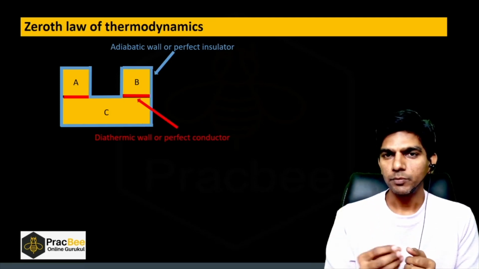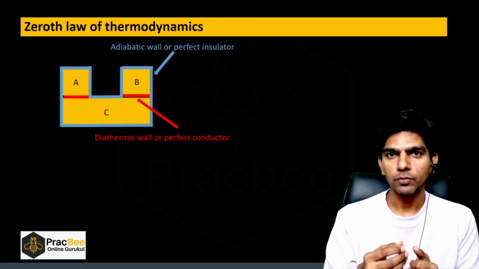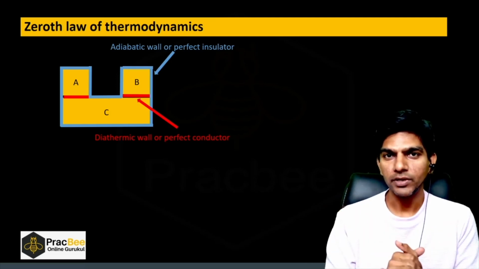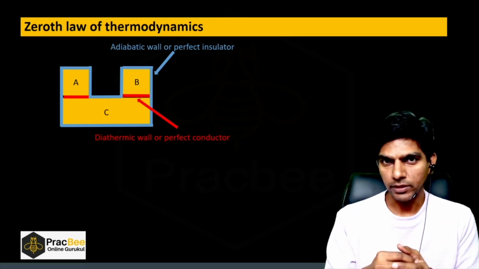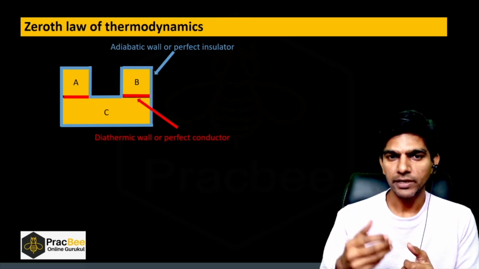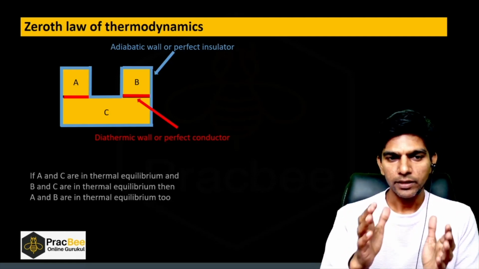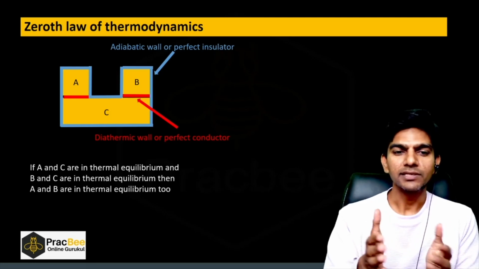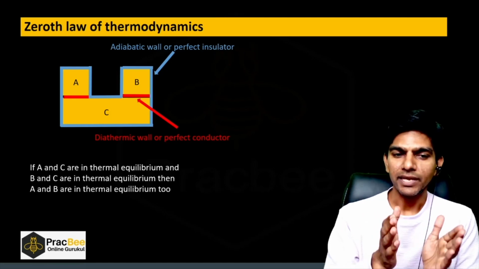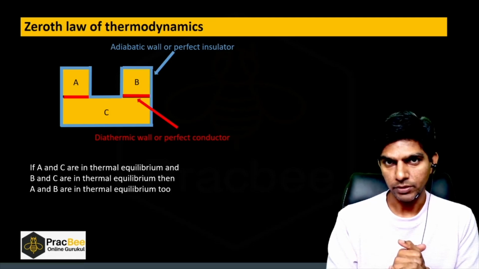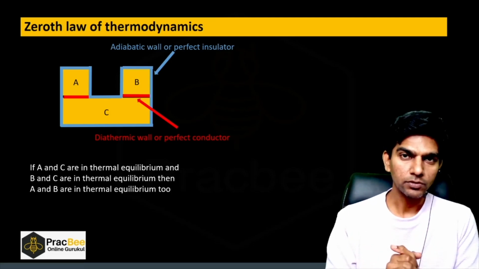Now, due to this diathermic wall, the heat will flow from high temperature to low temperature, and after some time, A and C will attain thermal equilibrium, which means both will have the same temperature, and B and C will attain thermal equilibrium, and both will have the same temperature. Now, according to this law, if A and C are in thermal equilibrium and B and C are in thermal equilibrium, then we can say A and B are in thermal equilibrium. So that is all about the zeroth law of thermodynamics.